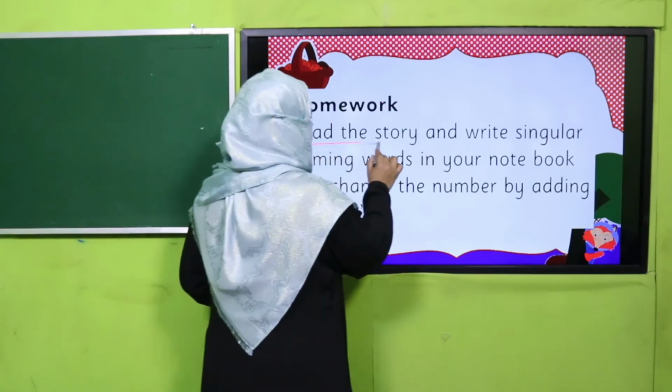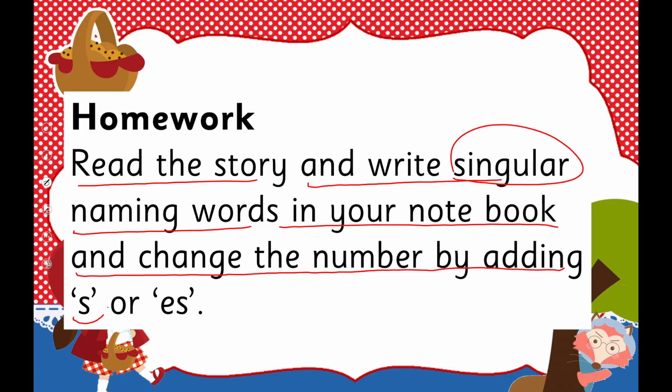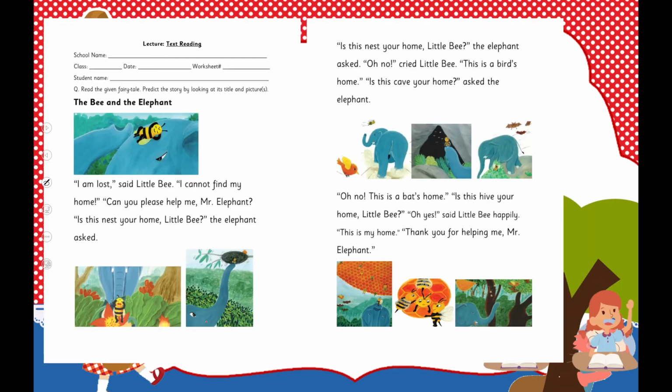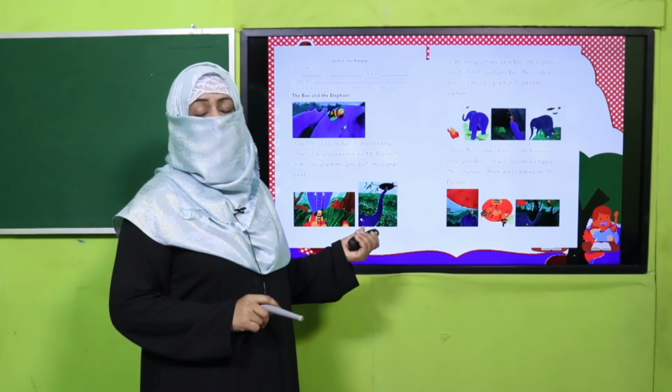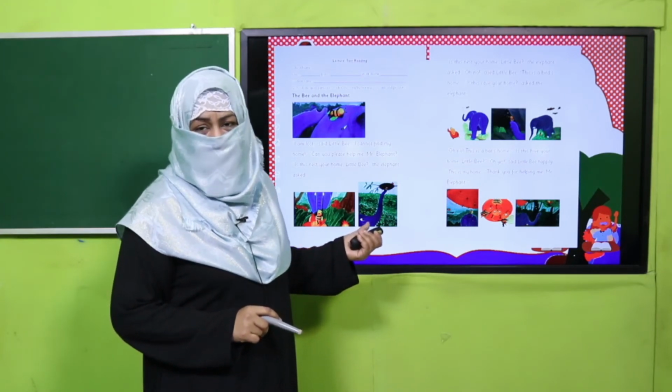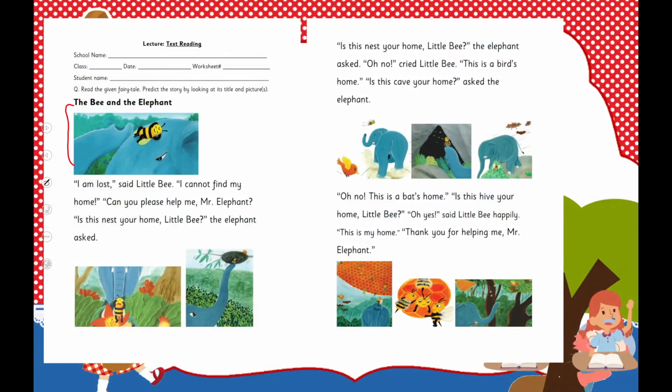You will read this story and write singular naming words in your notebook, and then change the number by adding S or ES. You know the rules now. So it's a worksheet, my dear fellow teachers. This worksheet, lesson plan, PowerPoint presentation, links are given. You may click it, download it, and kindly give a printed worksheet to students for practice. It's very interesting, students. You will keep looking at the pictures and keep predicting the story and then relate it with your guess.